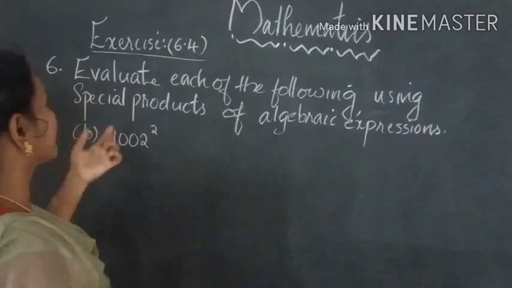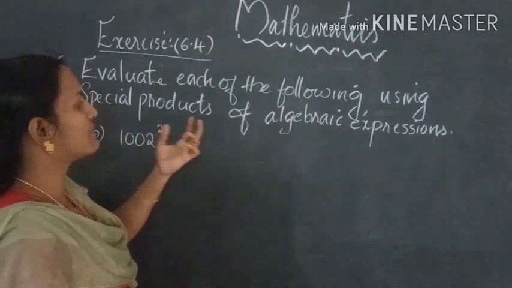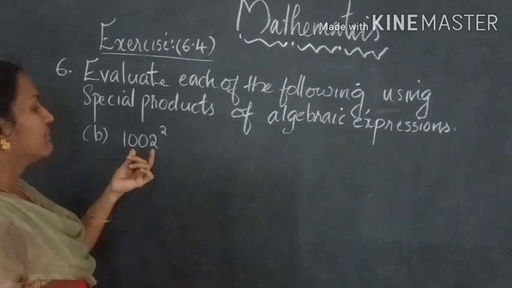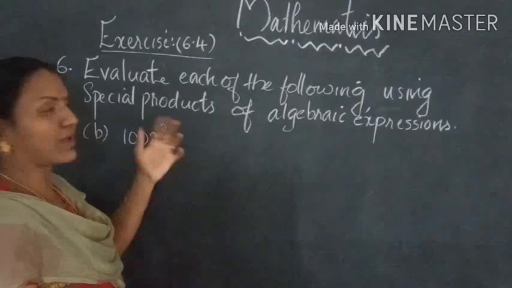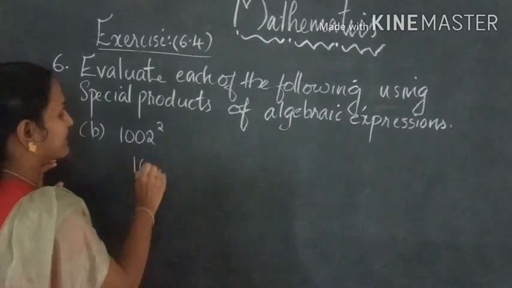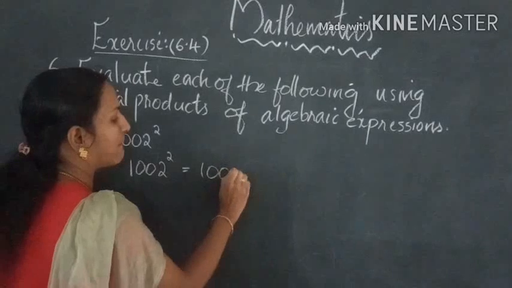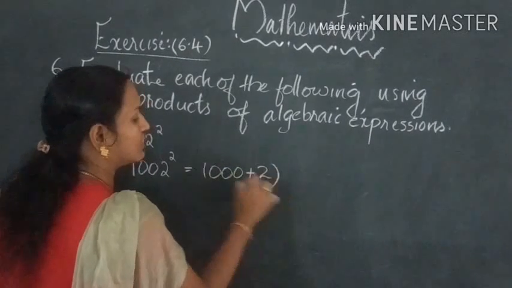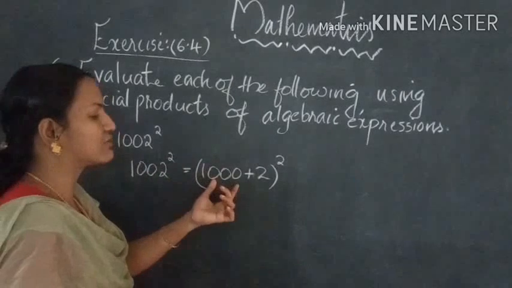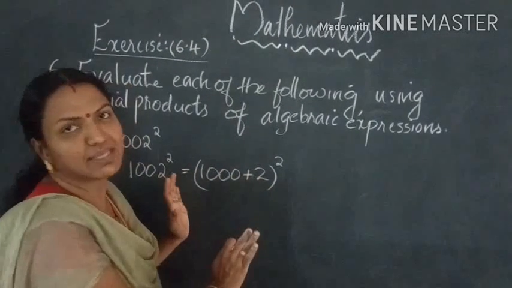Question number 6. Evaluate each of the following using special products of algebraic expressions. Option B, 1002 square. Okay, so this can be written as (1000 plus 2) the whole square. This is of the form (a plus b) the whole square.